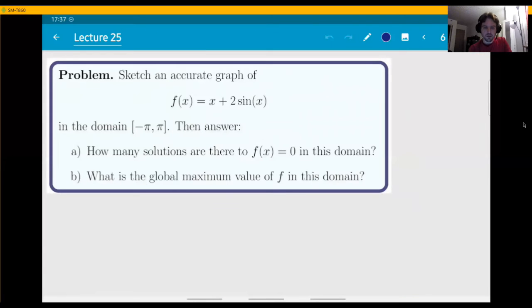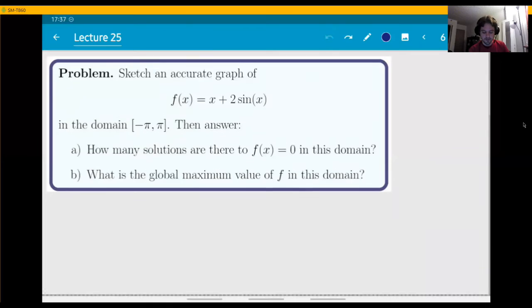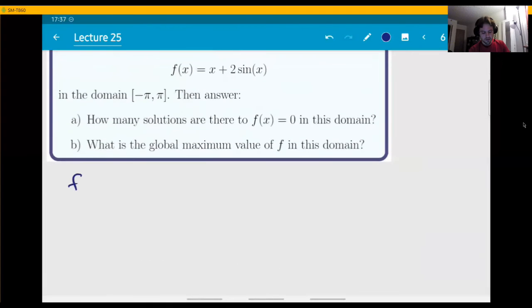Now, similar thing to the previous one, but with an actual function. Sketch an accurate graph of this function, x plus 2 sine x, in the domain from -pi to pi. Then answer some questions. Let's sketch the graph first. So right away, just take 2 derivatives if it's easy enough. In this case, it really is.